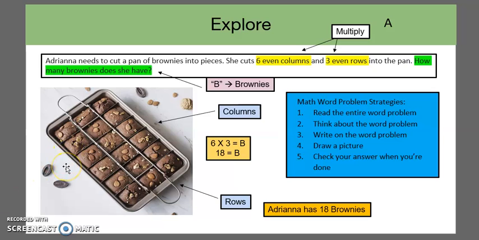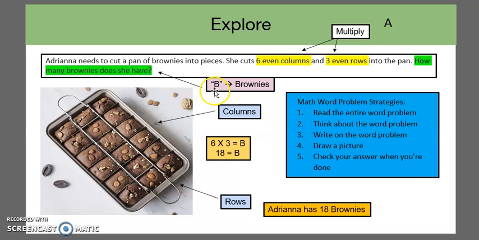In this example, I provided a visual with 6 columns and 3 rows. And when we're thinking about cutting 6 even columns and 3 even rows, we're looking at multiplying. Because here, in order to gather all the different brownies, we would do 6 times 3 to give us all the brownies that Adriana has cut out.